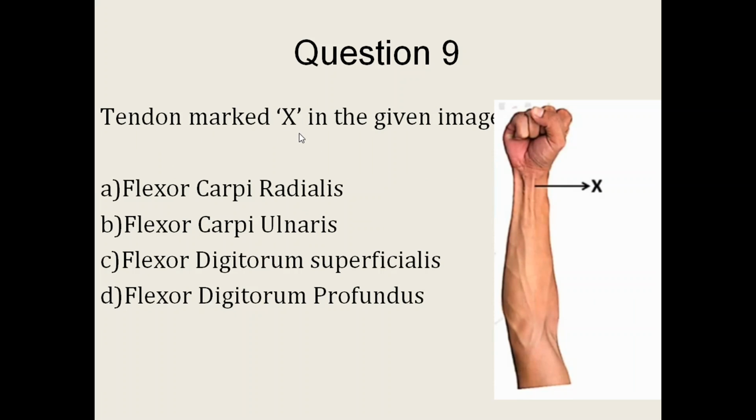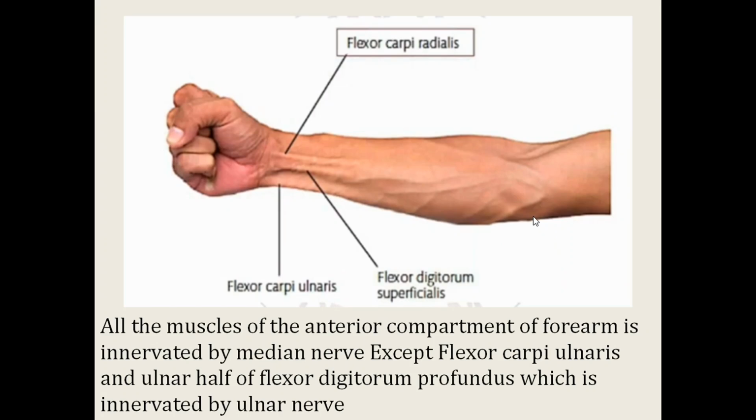The tendon marked X in the given images. Let's see the complete description. You see here the tendon of the flexor carpi radialis. Here you see the flexor digitorum superficialis tendon, and here is the flexor carpi ulnaris. Now it was much easier if you would have just remembered the radialis is on the radial side and the ulnaris is on the ulnar side, and the flexor digitorum superficialis is in between them. So you know that this is flexor carpi radialis.